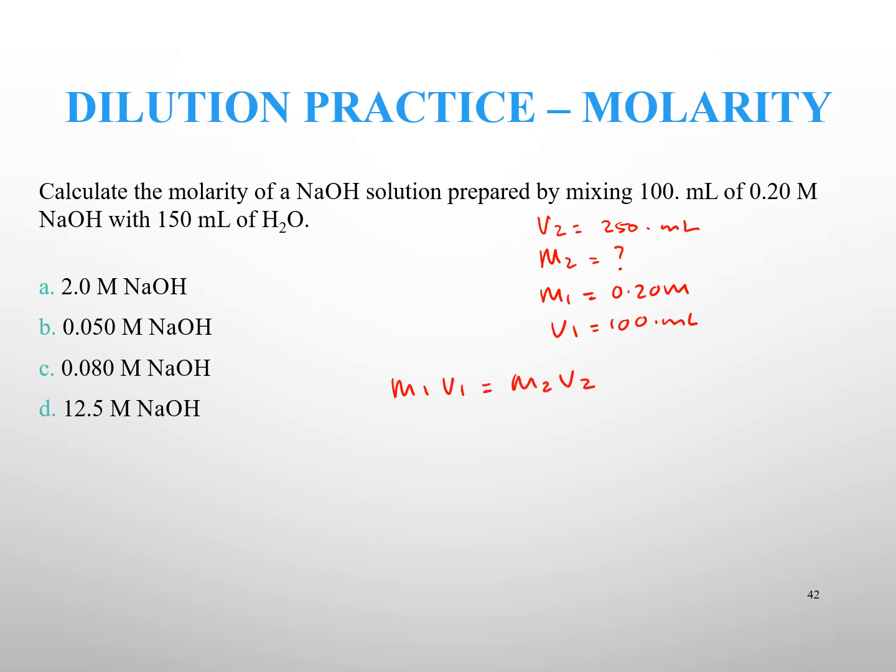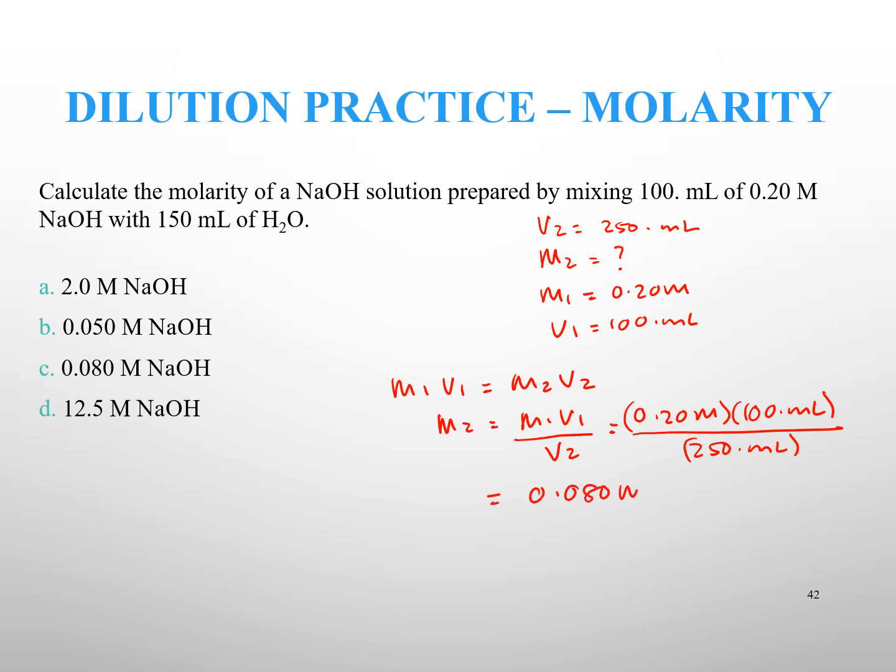And we are going to solve for M2. So I'll just rearrange it right now. M2 is M1V1 divided by V2. So let's put the numbers in. It's 0.2 times 100 divided by 250. So when you do that, M2 equals 0.080 molarity. And that's the end of our chapter for solutions.